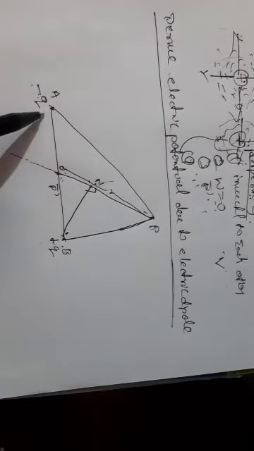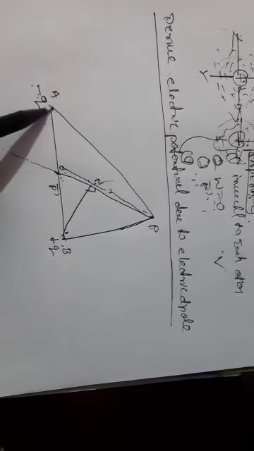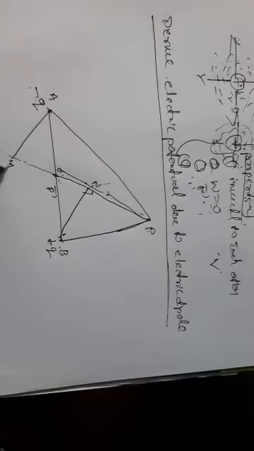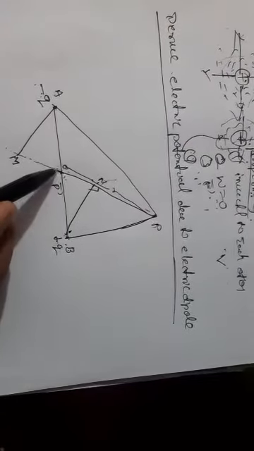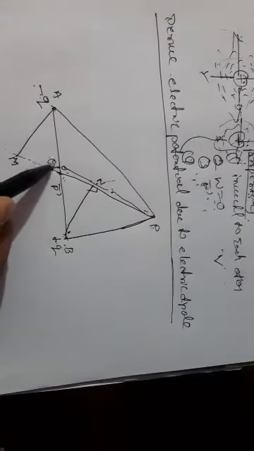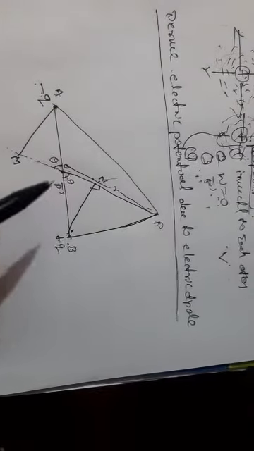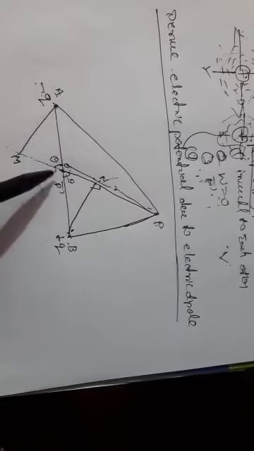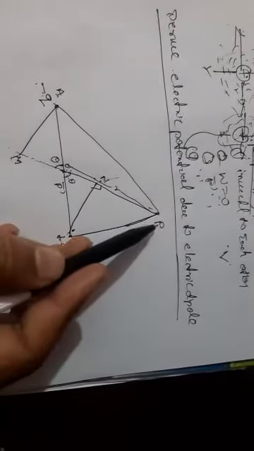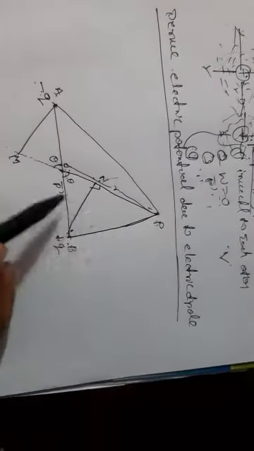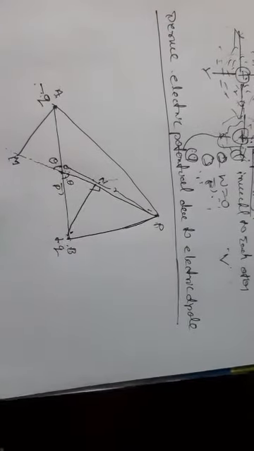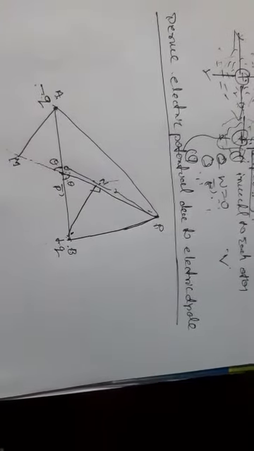Draw the line AM. In the triangle, the angle is theta, and the other angle is also theta. Triangle AOM and triangle POB are opposite triangles, equal and opposite.